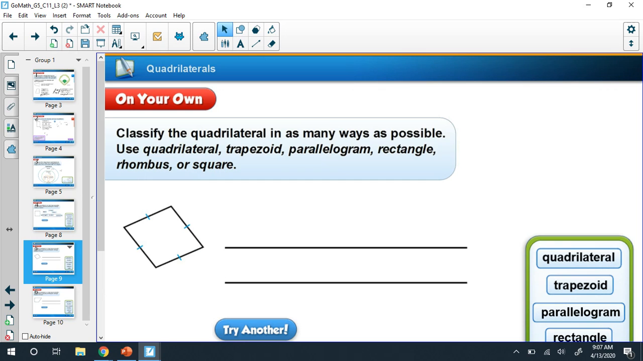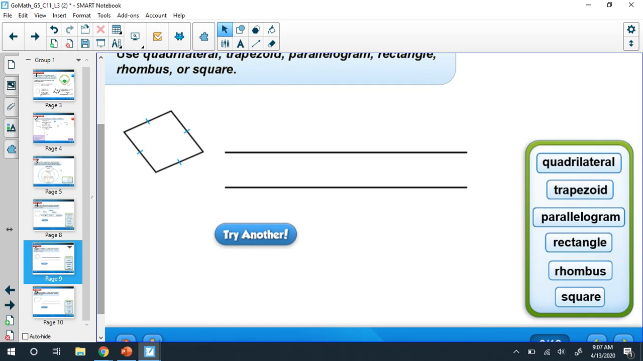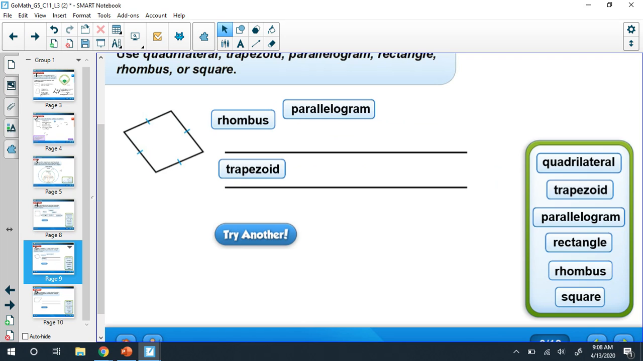All right, let's take a look at this one. Here, this shape has four congruent sides, so I know that it is a rhombus. I know that it has two sets of parallel and congruent sides, so it's a parallelogram. It has at least one set of parallel sides, so it's a trapezoid, and it is a four-sided shape, so it's a quadrilateral. It is not a rectangle and it is not a square because it doesn't have 90-degree corners.